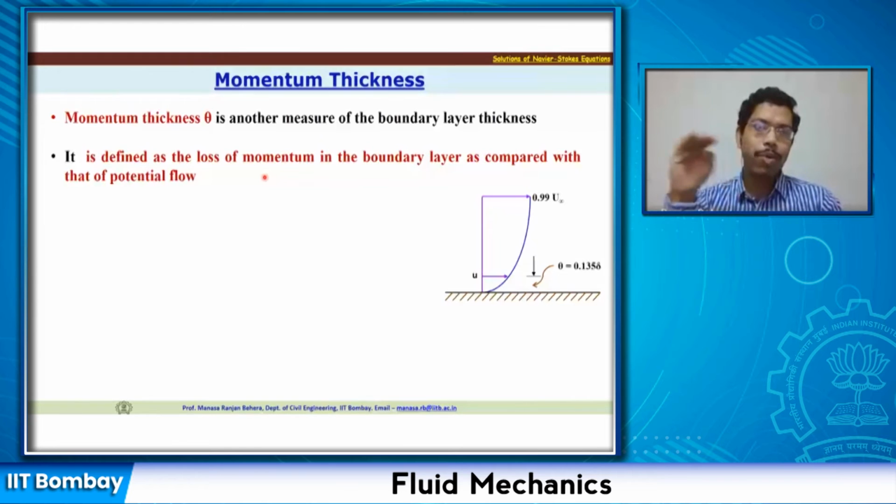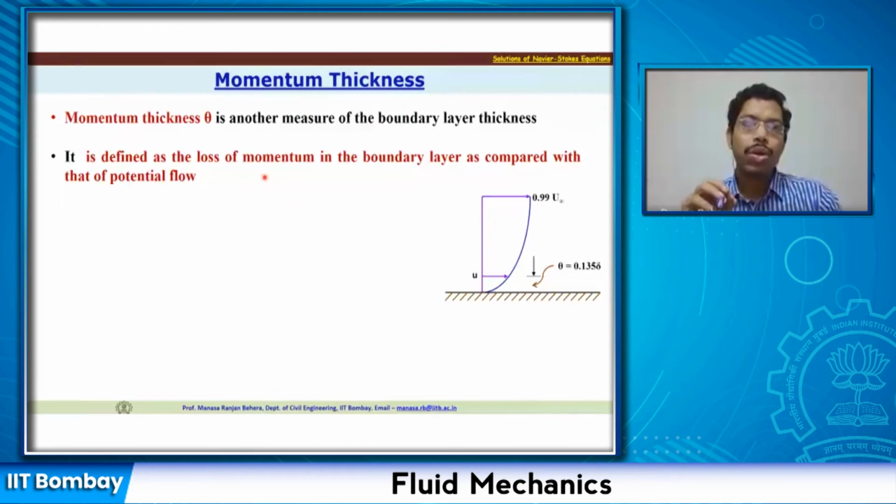So outside the boundary layer, we have already discussed that it behaves like a potential flow. The viscous effect is negligible, so it behaves like a potential flow. So the loss of momentum in the boundary layer as compared to the outside potential flow is considered for finding out the momentum thickness.